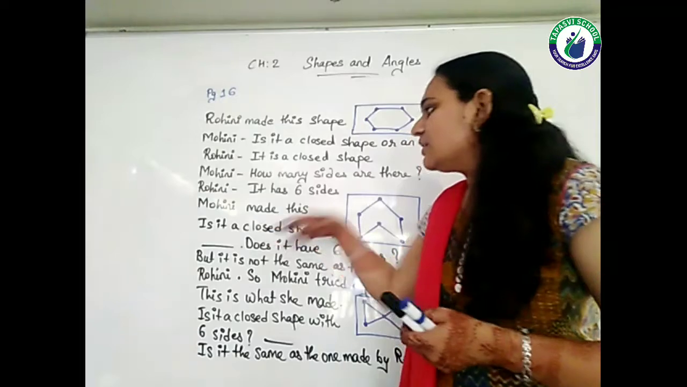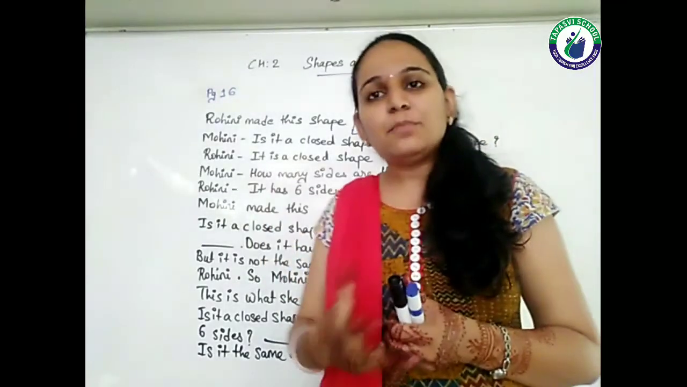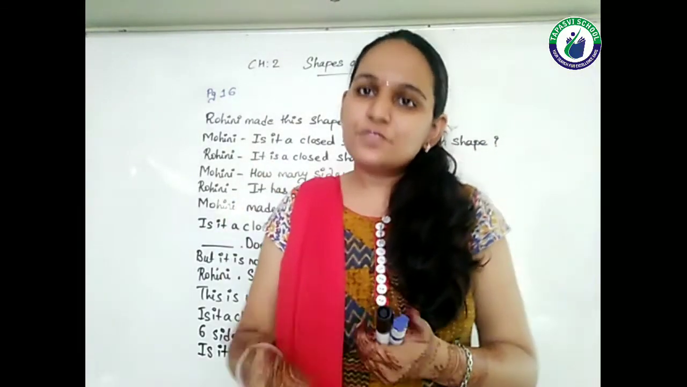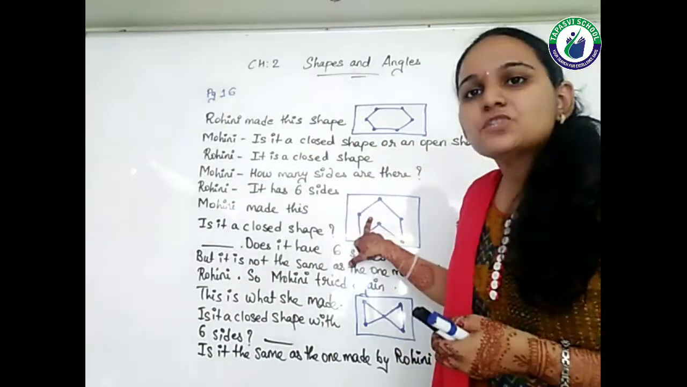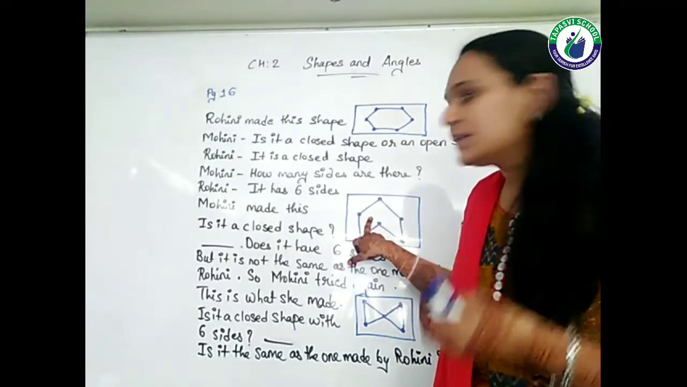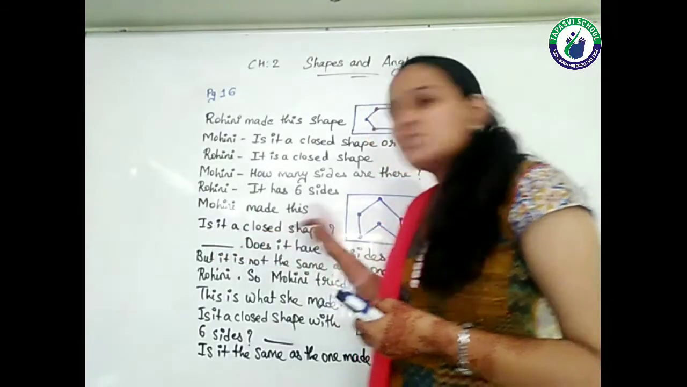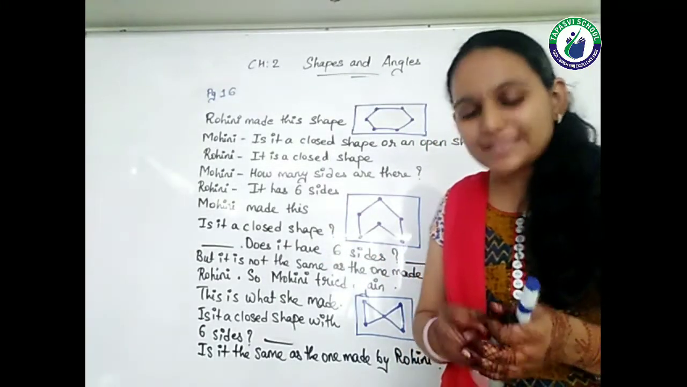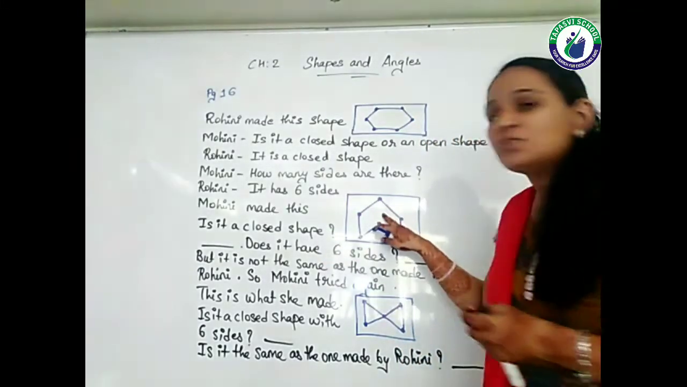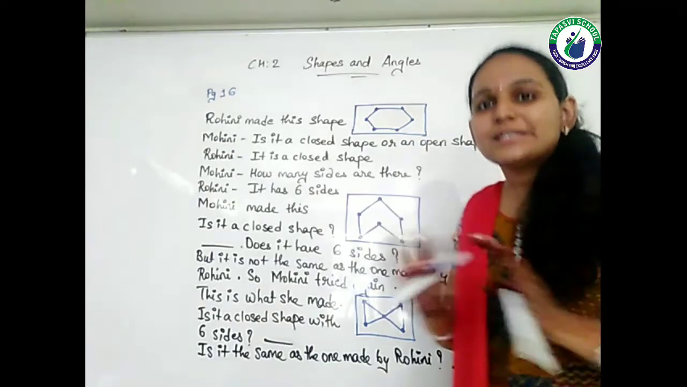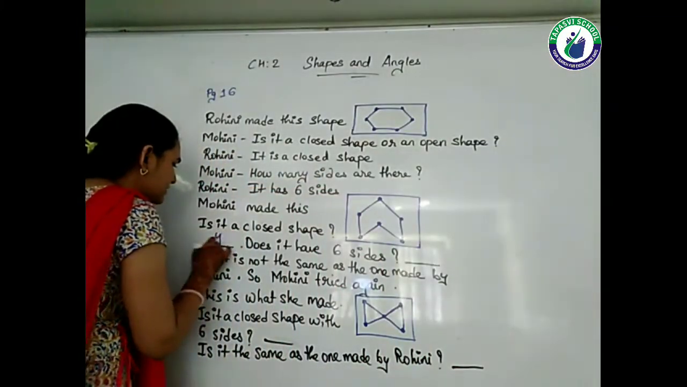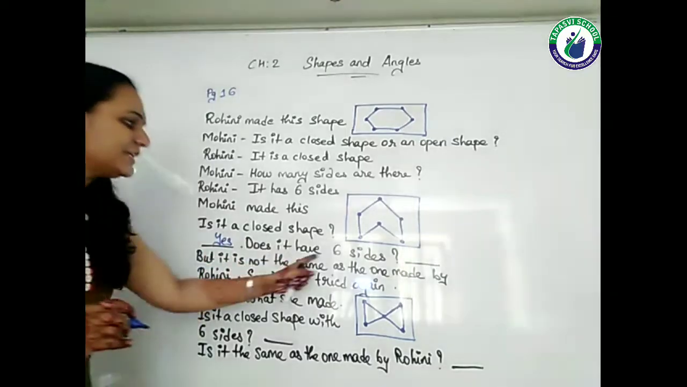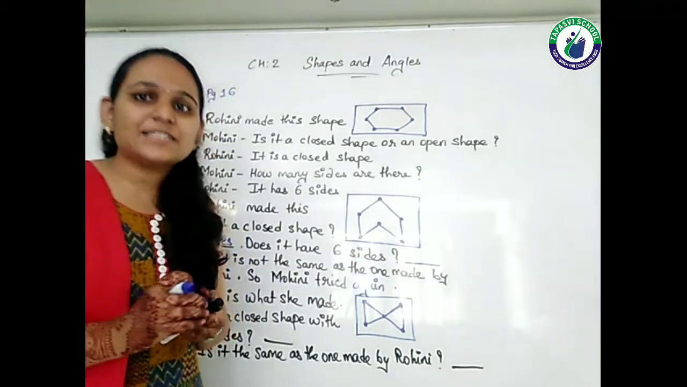Now Mohini is trying this, trying to make the figure with the help of 6 matchsticks. This is the figure which Mohini is actually making. Is it a closed shape, students? Yes, the answer should be yes, because this is also totally packed and not a single side is not connected. Every side has been connected. So here I am going to write, students, yes. Okay, does it have 6 sides, students? Does it have 6 sides? Yes.